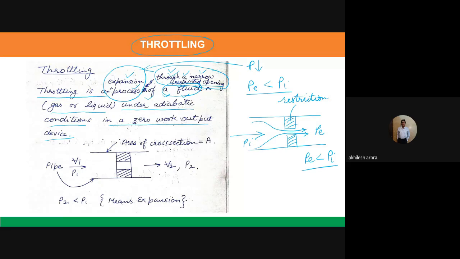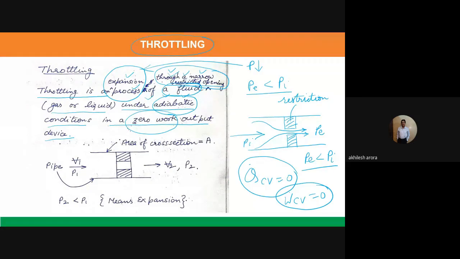Then it says under adiabatic conditions. You understand what adiabatic means: the value of Qcv is equal to 0. There is no heat transfer within the system or from the system to the surroundings. Both ways it is not happening. In a zero work output device, zero work means that the value of work is also considered to be 0. So this is how the process is taking place.